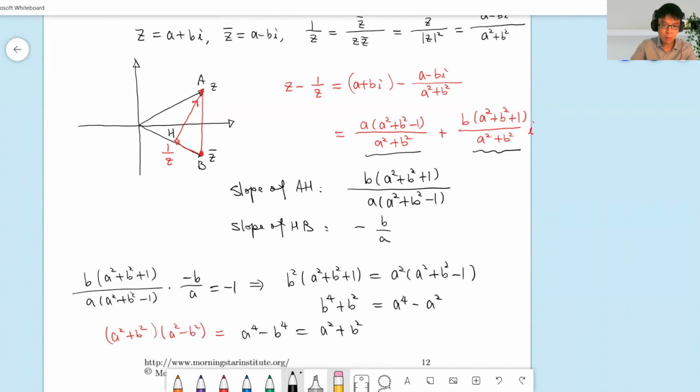It cannot be 0. Otherwise, we cannot have 1 over z, right? A squared plus b squared cannot be 0. So finally, we have the requirement a squared minus b squared equals 1. So this is a standard equation for a hyperbola.